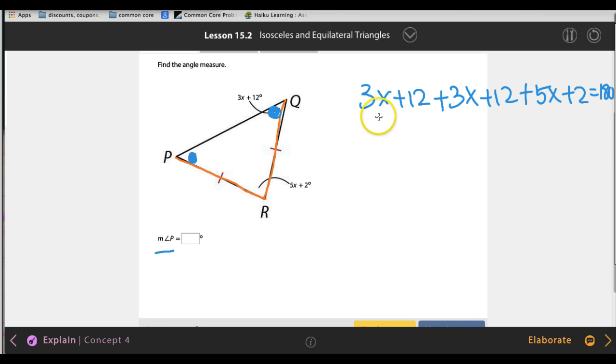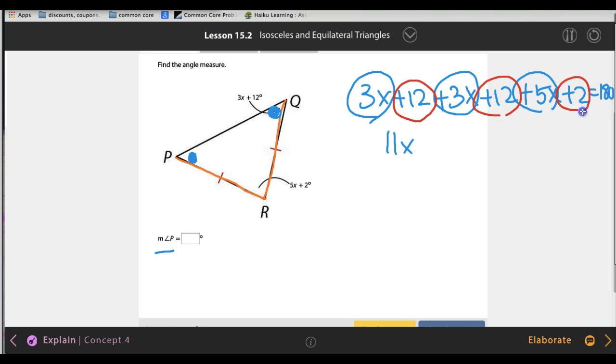Let's combine like terms. 3x, 3x, 5x. 3, 6, 11. So that would be 11x. And now let's combine these: 12 plus 12 plus 2. That's 12, 24, 26. So plus 26, and that equals 180.